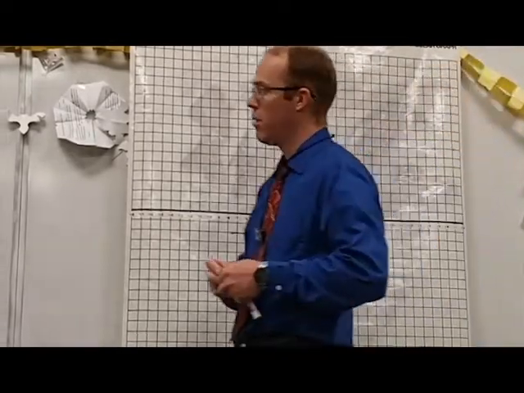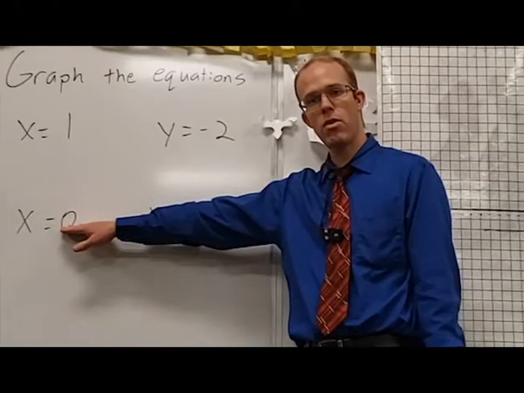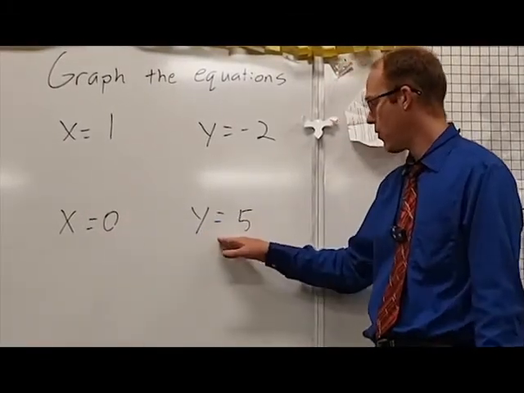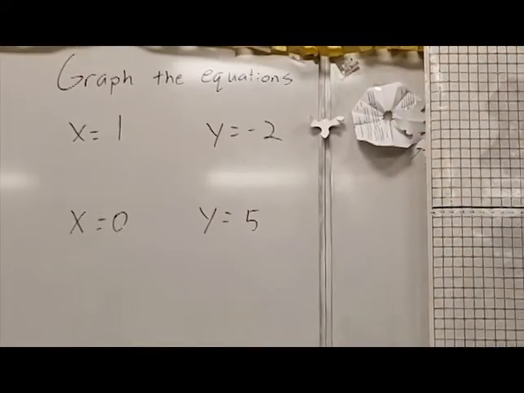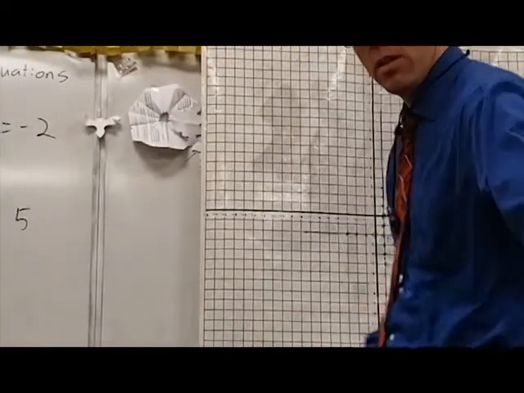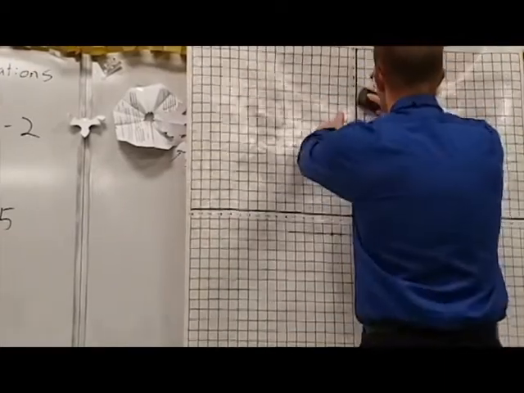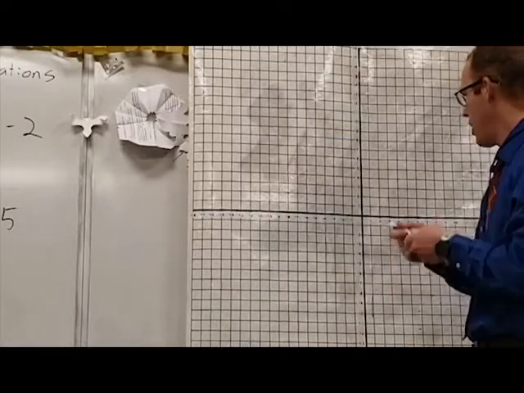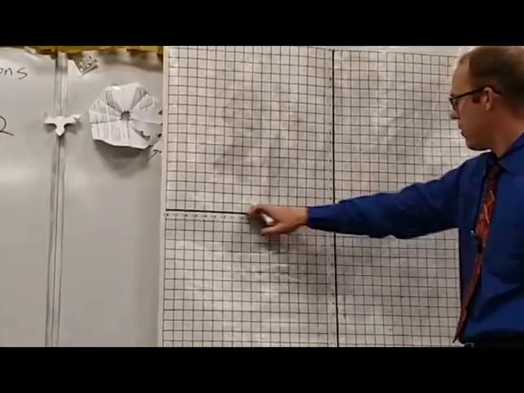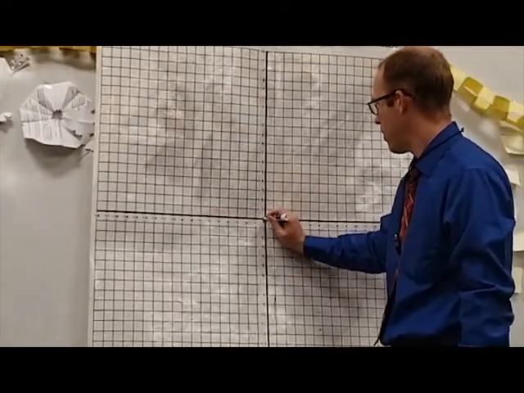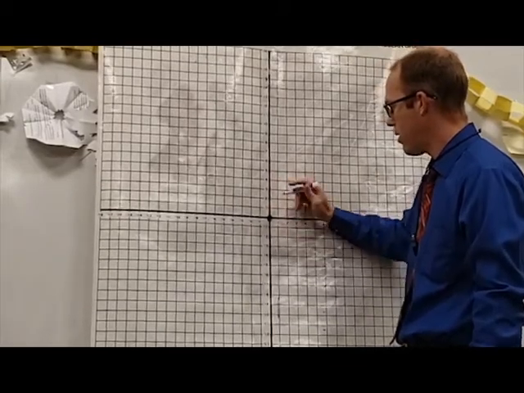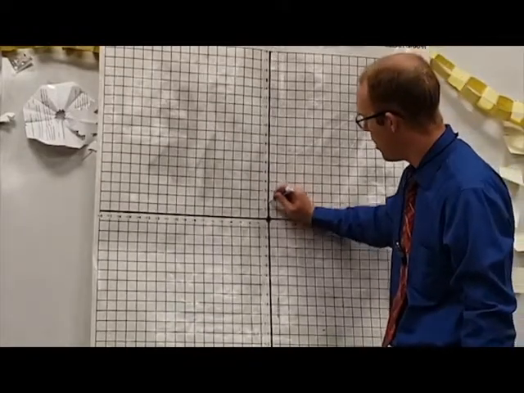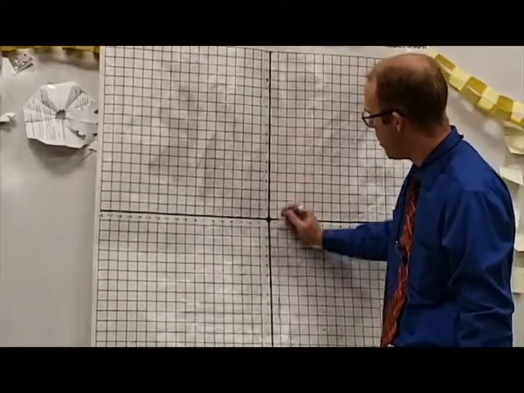All right, the next two are going to be very similar. X equals 0, we're finding the line where all of our x points equal 0, and y equals 5 right here. So let's graph those two over here. Starting with x equals 0. All right, our x-axis has a value of 0 right here in the center. And we want to keep our x values 0. That means I cannot move to the left or the right, so I'm going to go straight up or straight down. And that puts my line right along the y-axis.